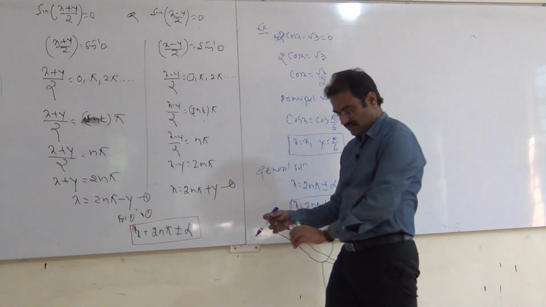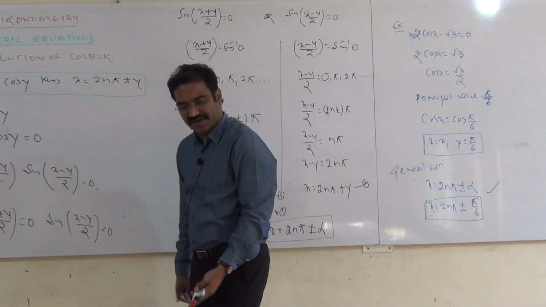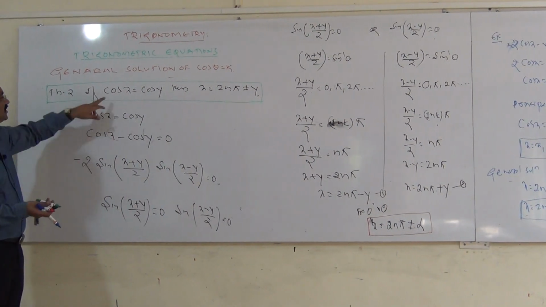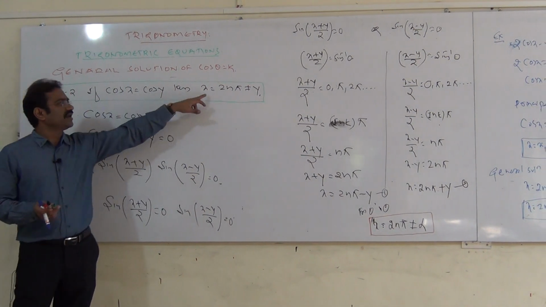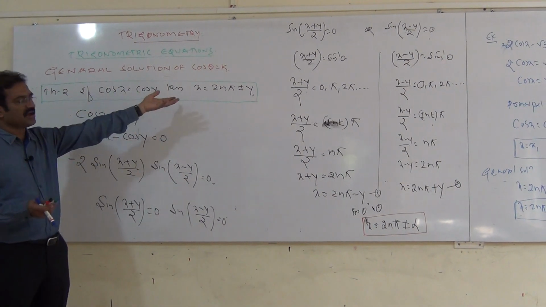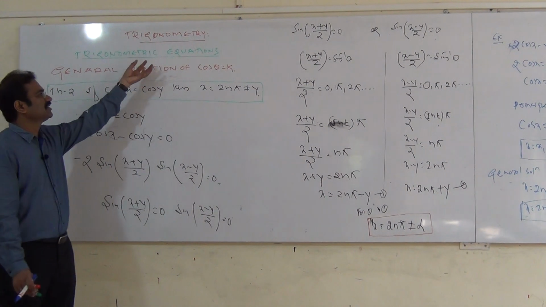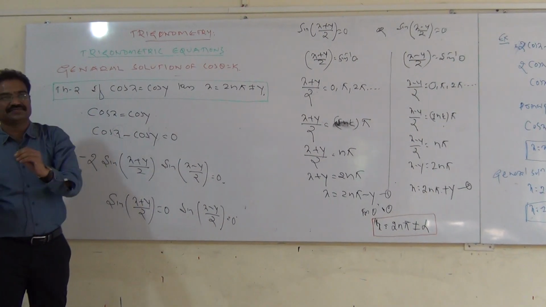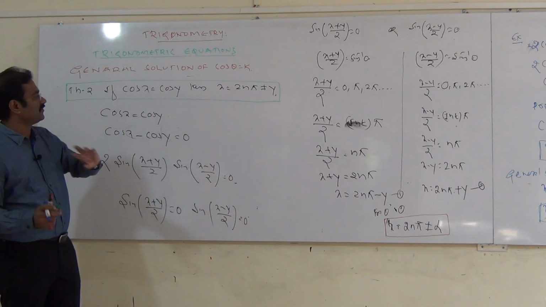Once again I repeat the whole explanation. This is for cos. The theorem is: if cos x is equal to cos y, then x is equal to 2n pi plus or minus y. It means that we have to express that one in terms of cos theta is equal to something.